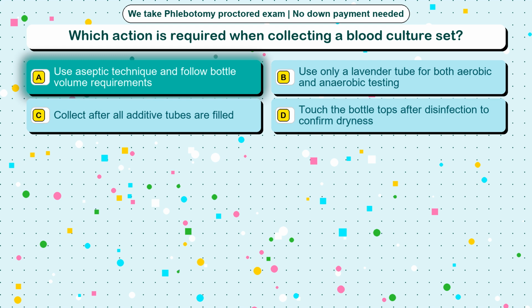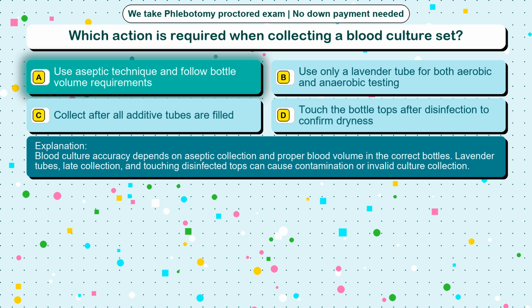The correct answer is option A, use aseptic technique and follow bottle volume requirements. Blood culture accuracy depends on aseptic collection and proper blood volume in the correct bottles. Lavender tubes, late collection, and touching disinfected tops can cause contamination or invalid culture collection.